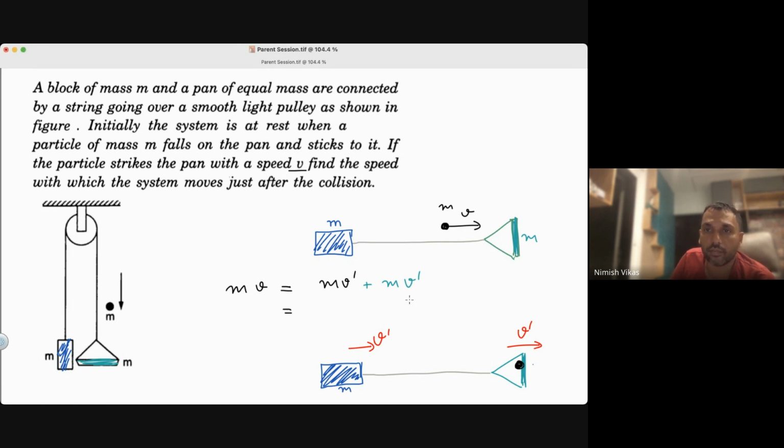Individually, the black body is MV dash, the green body is MV dash. If you think they are sticking together and they are 2M, then you can write 2M and both going with V dash. Yeah, no problem.